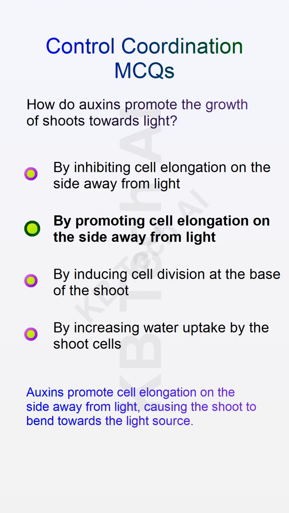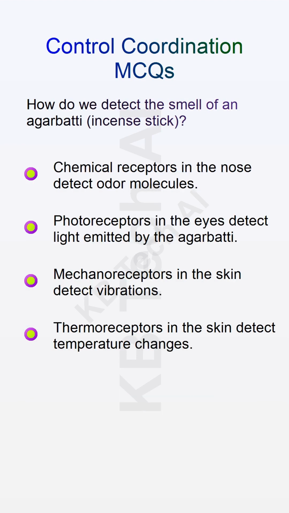The answer is Option 2. By promoting cell elongation on the side away from light. How do we detect the smell of an agarbatti, incense stick?